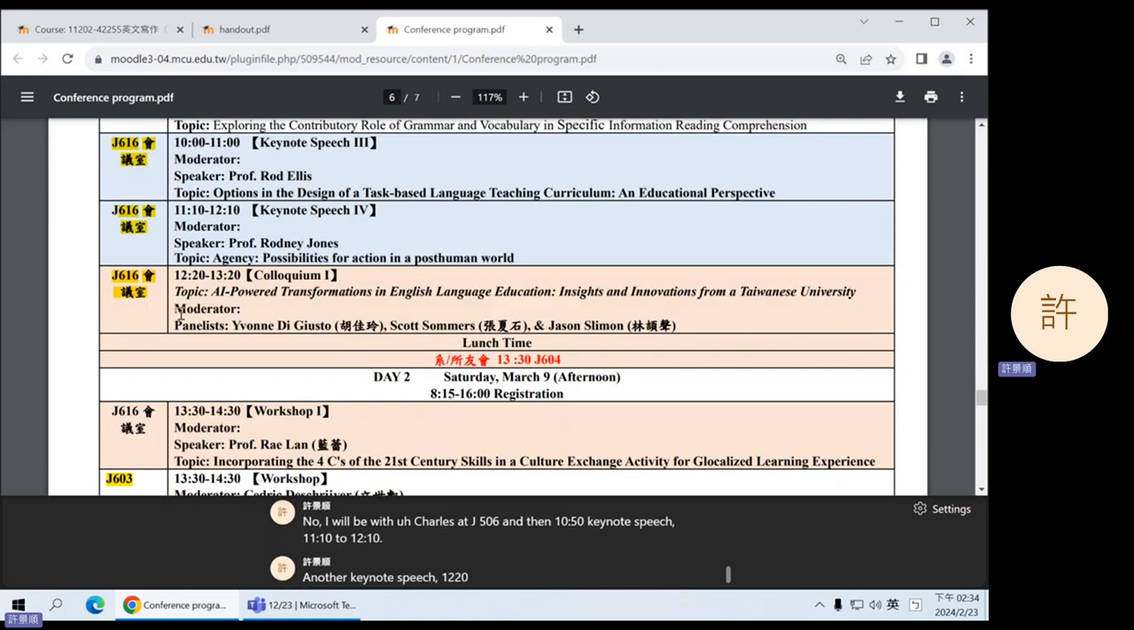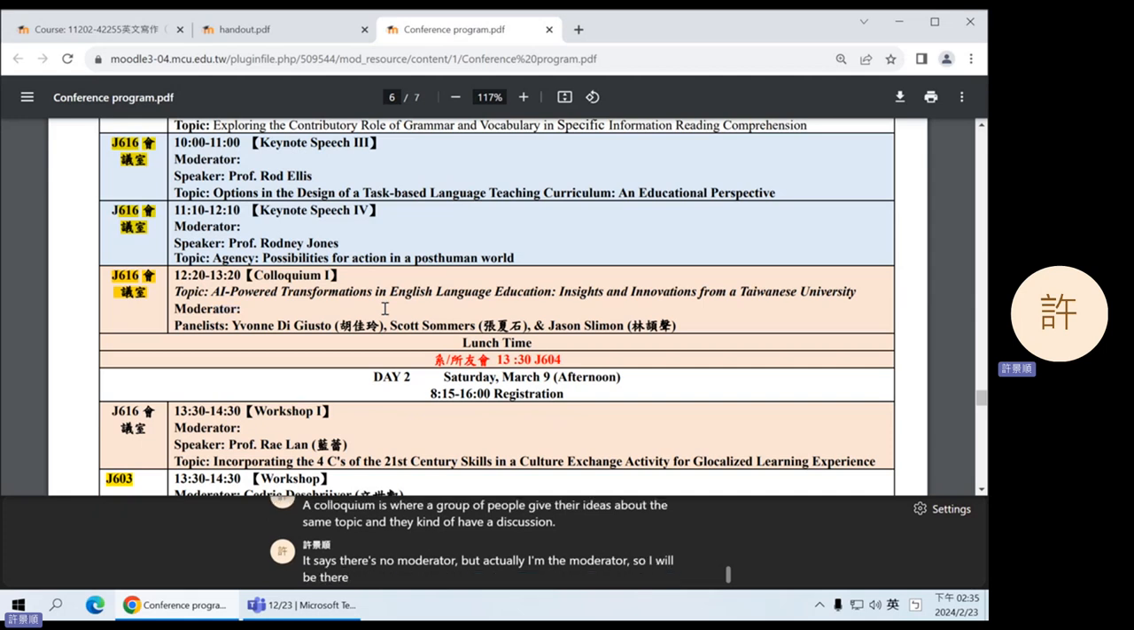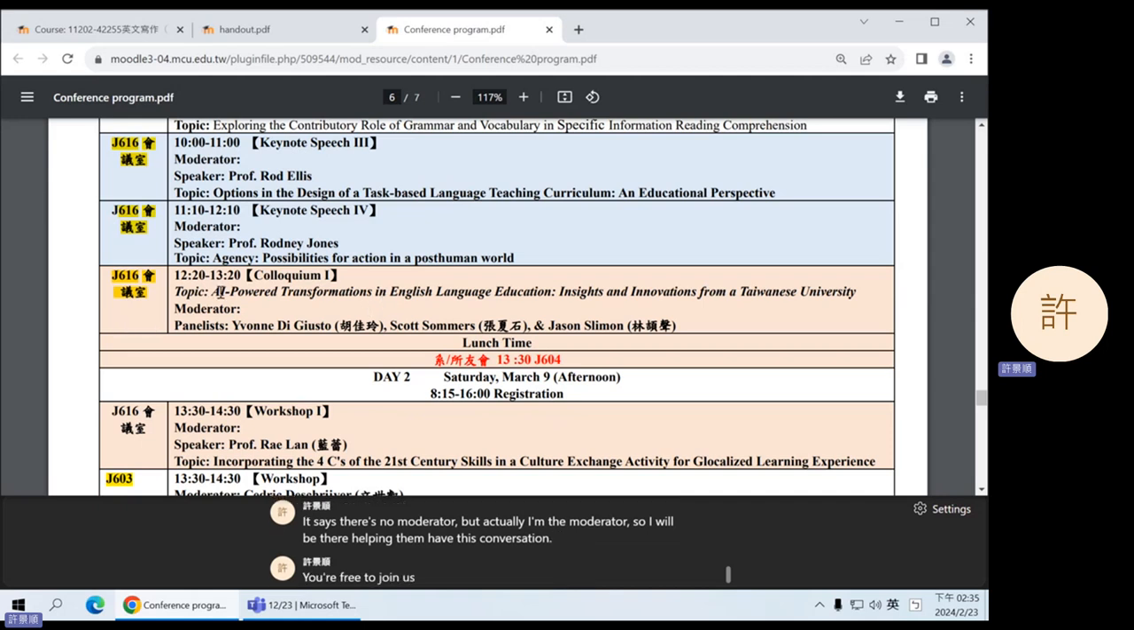12:20 to 1:20, we have something called a colloquium. A colloquium is where a group of people give their ideas about the same topic. And they kind of have a discussion. It says there's no moderator, but actually I'm the moderator. So I will be there helping them have this conversation. You're free to join us. It's about AI.